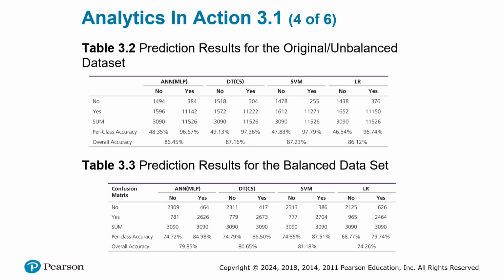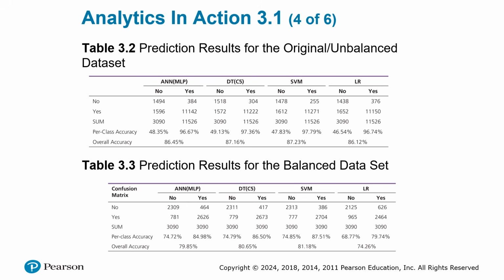This is an example of how we are utilizing ANN, artificial neural network, and DT, SVM, LR. So there are four different methods. We are just checking the last row, which is providing 86.45% accuracy. We are talking about the prediction results by using the unbalanced data set and the balanced data set.